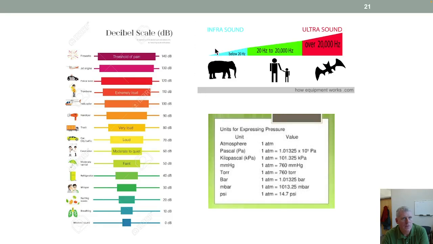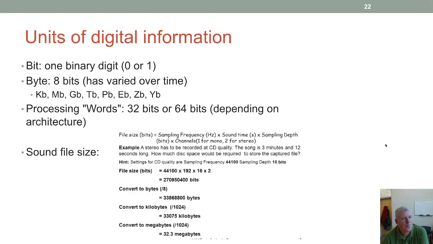You may have heard that elephants can hear below what we can hear. So they can hear below 20 hertz. So they can hear their companions talking to them farther away because lower frequency sounds travel on average farther than higher frequency sounds. Whereas bats can hear above what we can hear. They can hear above 20,000 hertz. So that's the decibel scale.